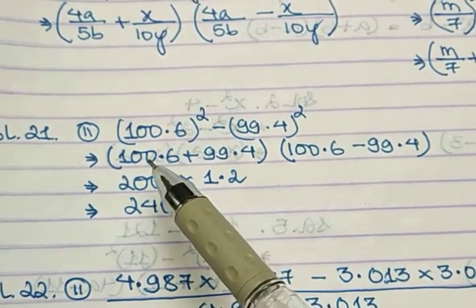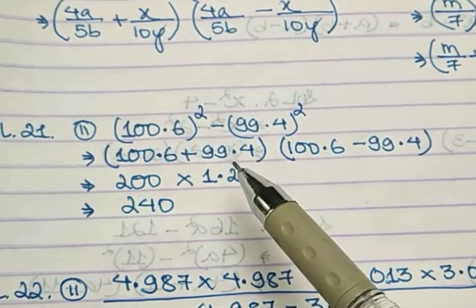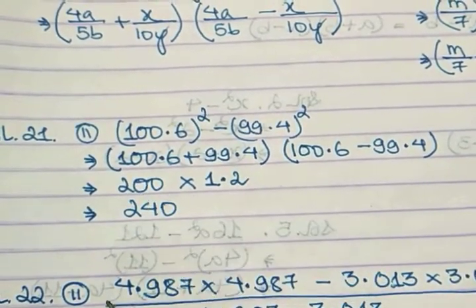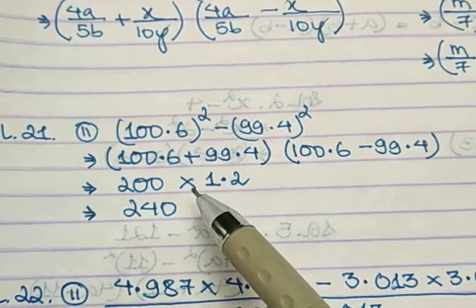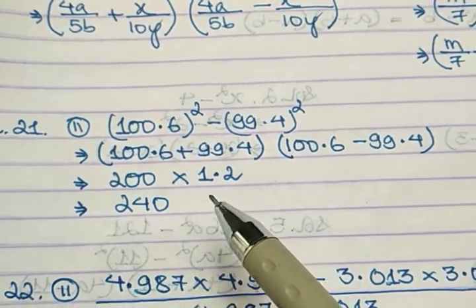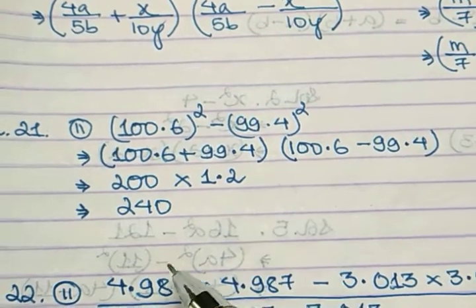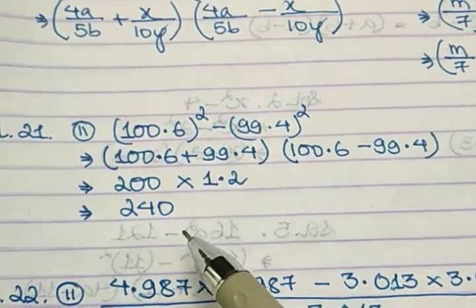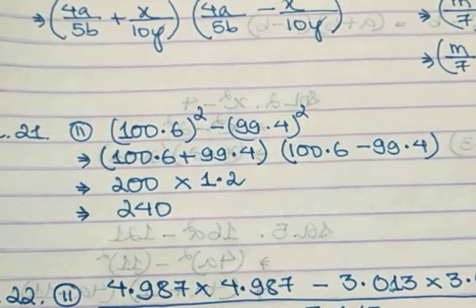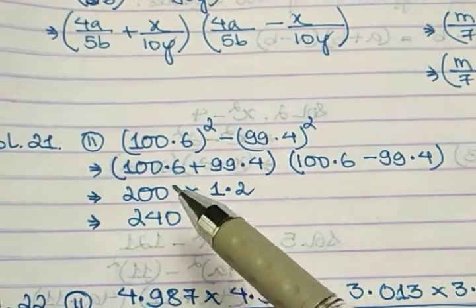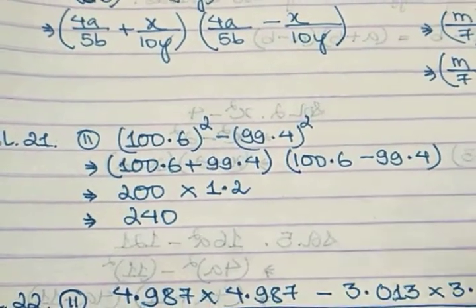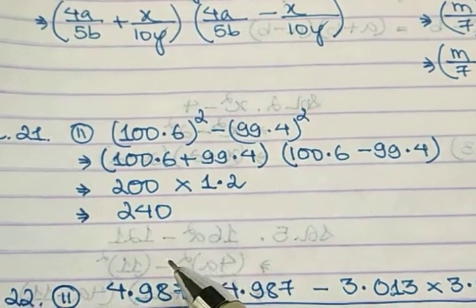Now after adding 100.6 and 99.4, what I got is 200. Bracket means multiplication, we know that. So into 100.6 minus 99.4 is 1.2. Now 200 into 1.2 will give us 240. So that's how we got the value. See, it's an easy one, isn't it? Instead of going with all the squares and then subtracting, it's a bit easier, isn't it?